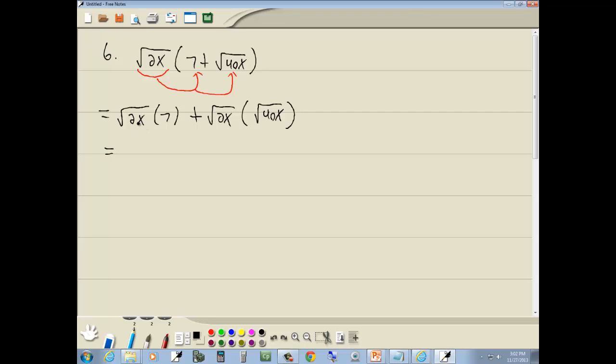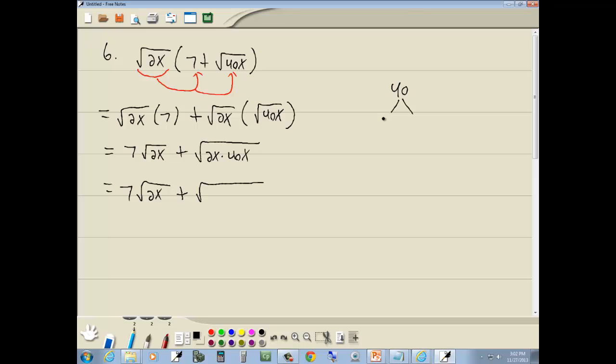Now, when you got a radical times a number, you just put the number in front of the radical. So we got 7 square root of 2x plus, and we'll put these under the same square root. So I got 2x times 40x. Now, the square root of 2x we can't do anything with, but this looks like something we can simplify. Let's look at the factor tree for 40.